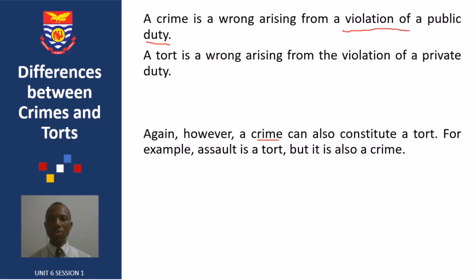Now let's cite a typical example. Assault is a tort, but it's also a crime under our criminal code. If you look at section 84 of Act 29, assault is a crime. Notwithstanding that assault is a crime, which is a public wrong, assault is also a tort as a private wrong.